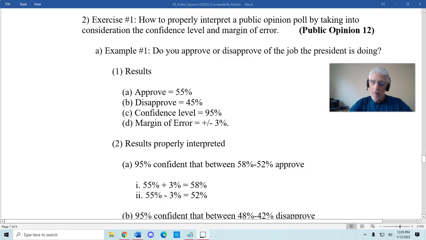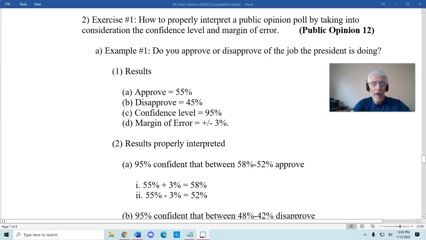In this video, what I'm going to do is show you how to properly interpret a public opinion poll by taking into consideration the confidence level and the margin of error. And we're going to do three different exercises. The first one, I'm going to do it by myself, and then the next two you're going to do, and we'll see how you do.